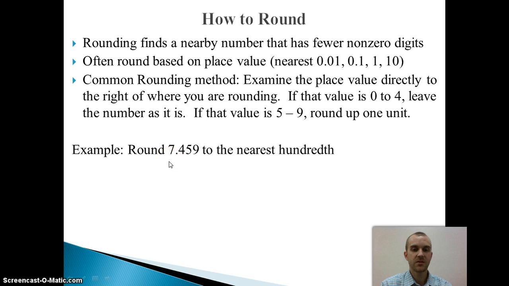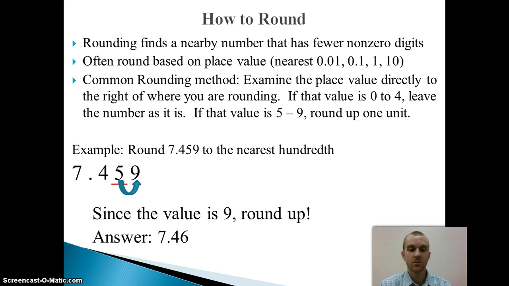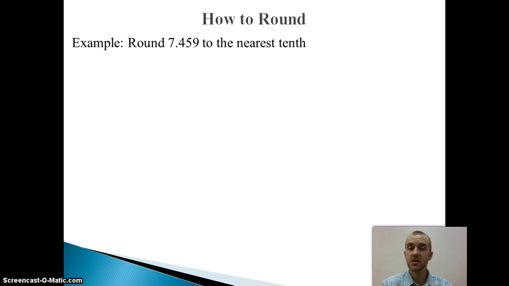So say we have 7 and 459 thousandths, and we want to round to the nearest hundredth. Well, my hundredth is the 5, so I'll look to the right. I say that's a 9. A 9 means I'm going to round my 5 up 1 unit, and that will leave me with 7 and 46 hundredths.